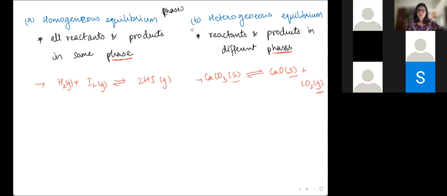So you can look at the book. There are a few more examples given. You can take a note of all of them. That's all. Ma'am, these are the types of chemical equilibrium, right? Yeah.